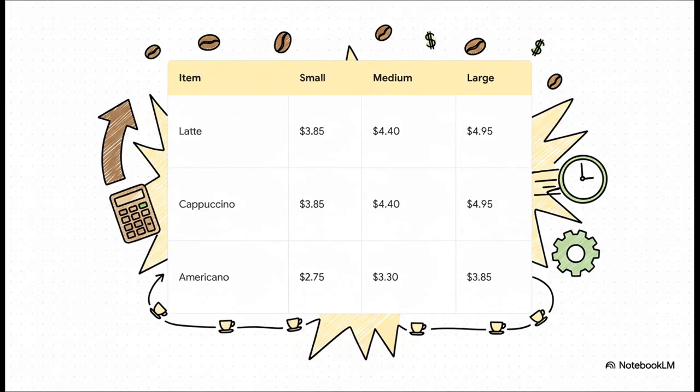And this brilliantly illustrates the outcome. By multiplying our original price matrix by that scalar, 1.10, we instantly generate our new updated price list for every single product. The small latte is now $3.85, the large Americano is $3.85. The entire menu is updated in one clean, efficient, and error-free calculation.